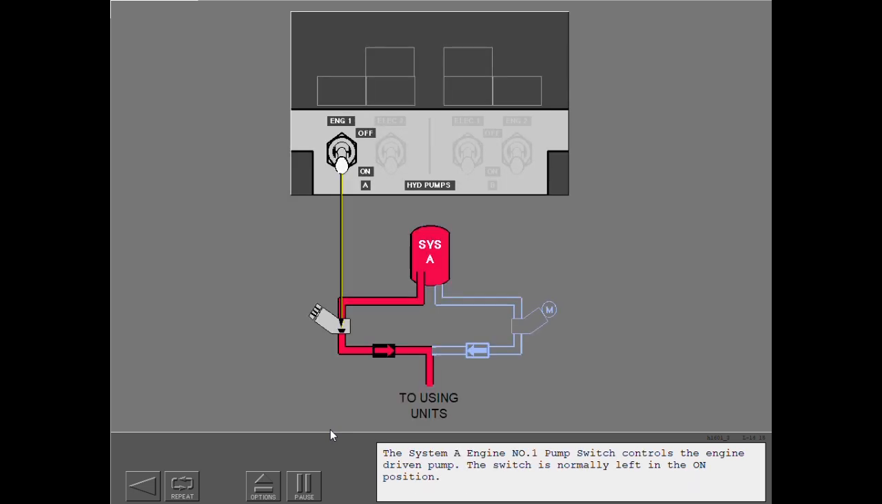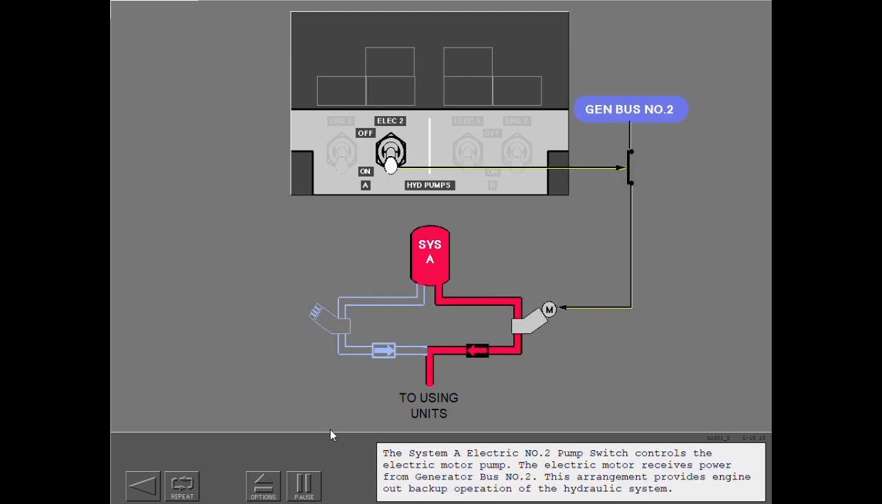The System A engine number 1 pump switch controls the engine-driven pump. The switch is normally left in the on position. The System A electric number 2 pump switch controls the electric motor pump. The electric motor receives power from generator bus number 2. This arrangement provides engine-out backup operation of the hydraulic system.